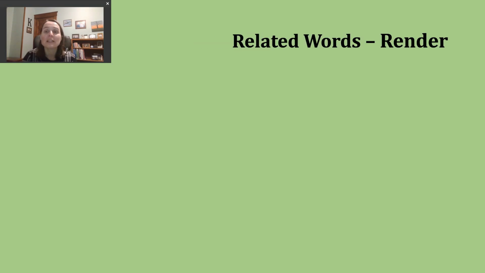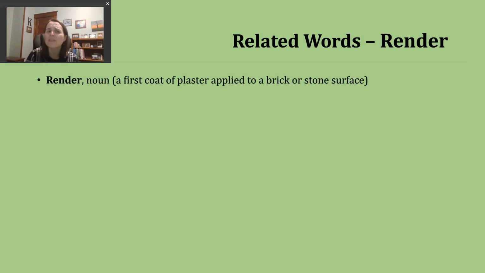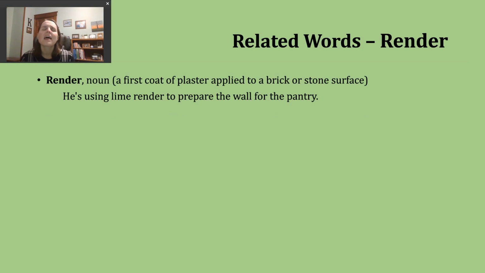Now let's spend a moment looking at some words that are related to our verb render. And the first word we're going to discuss is a noun form of this word. The noun render has the exact same spelling and the exact same pronunciation as our verb. And if you happen to work in construction, it might be a word you encounter. It's very, very specific. So a first coat of plaster that might be applied to either a brick or stone surface. This might be used in the process of forming or making a wall.